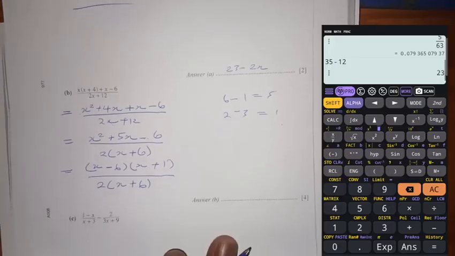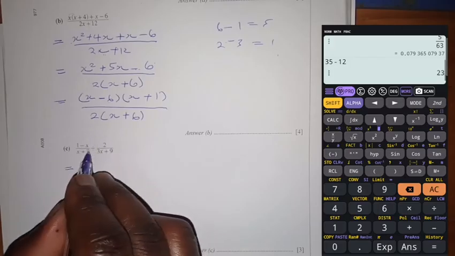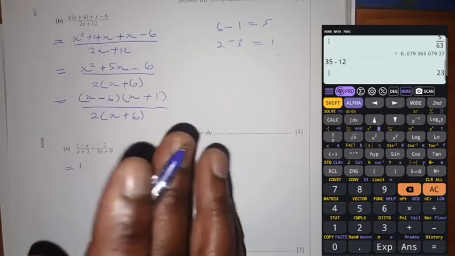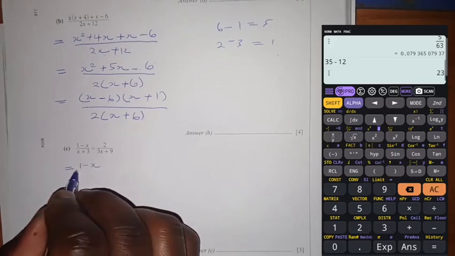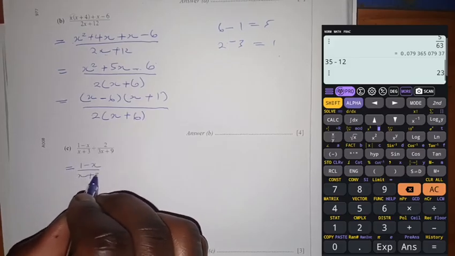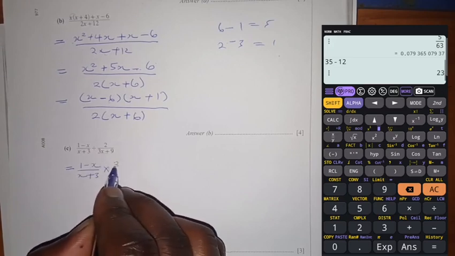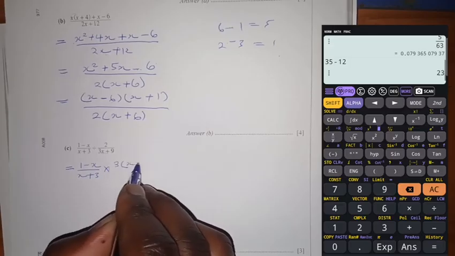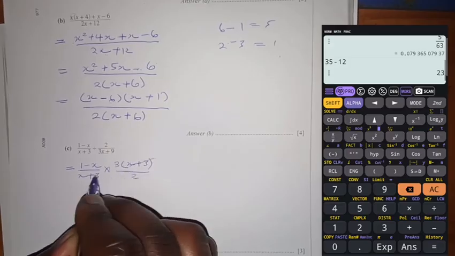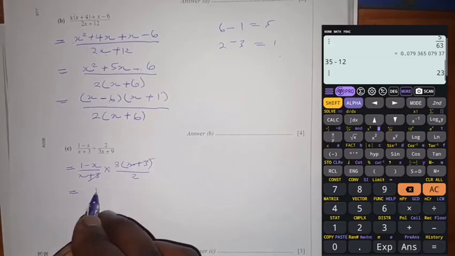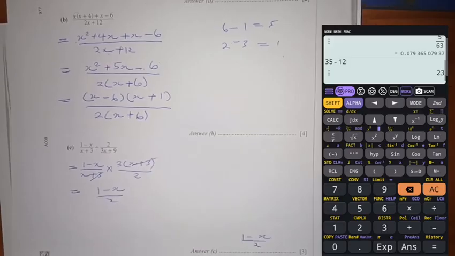On to number C. This one we have a fraction. If there is something that's factorable, we will factorize it instantly. 1 minus x all over x plus 3. Let's flip here, that's a times, and then that's 3x into x plus 3 over 2, so that this one cancels that. Then you are left with 1 minus x all over 2 as your final answer.